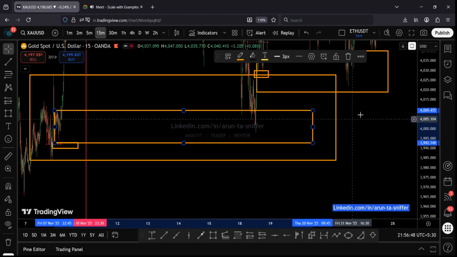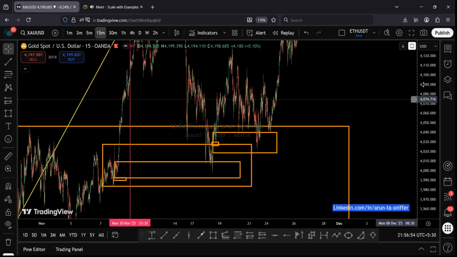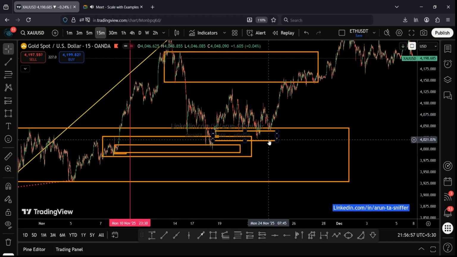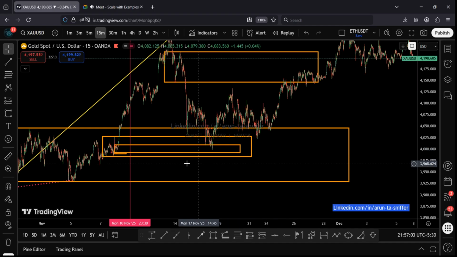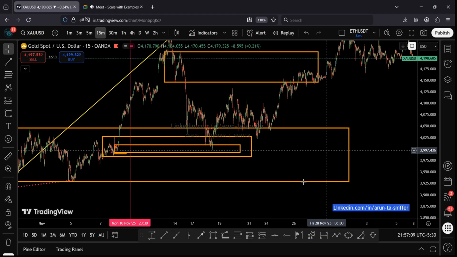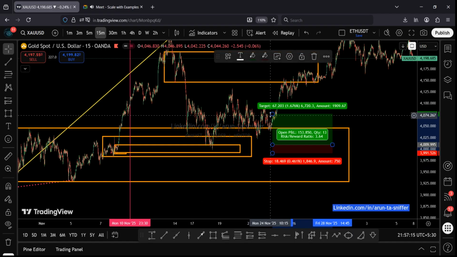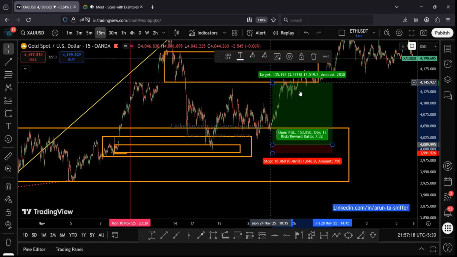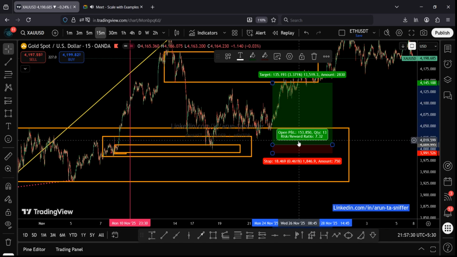So when we forward it, what will happen? Our target was here. Let's clear this. So from this zone we refine to this zone and this zone. Now let's see our RR. Our RR has increased to 1 to 7 on the 4H time frame. When we were looking at zones, it was 1:2, 1:3. Now it has increased to 1:7.